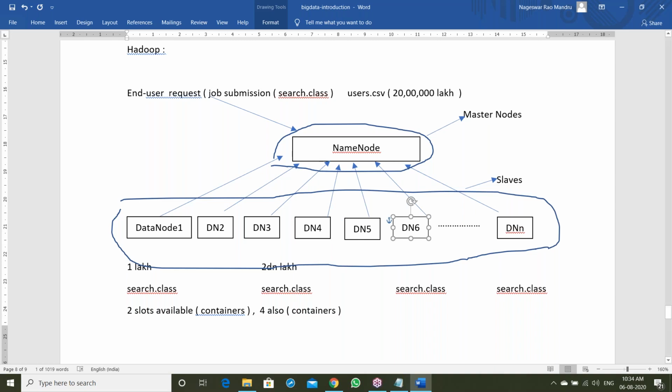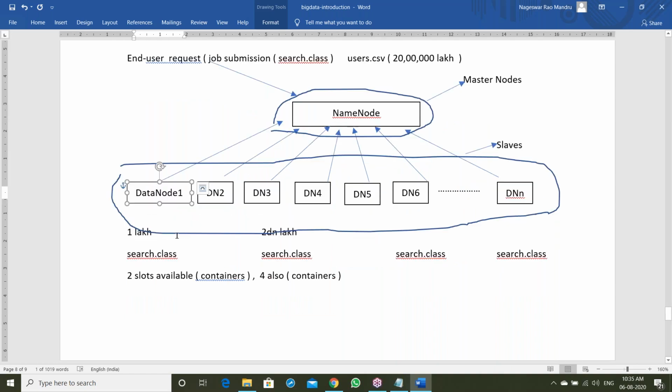So commodity hardware also can be used, no problem with this. RAID disk is not necessary. High-end hardware is not necessary with Hadoop. That means 10 times of expenditure can be reduced on disks. So we can go for commodity hardware. I think it's clear, right?